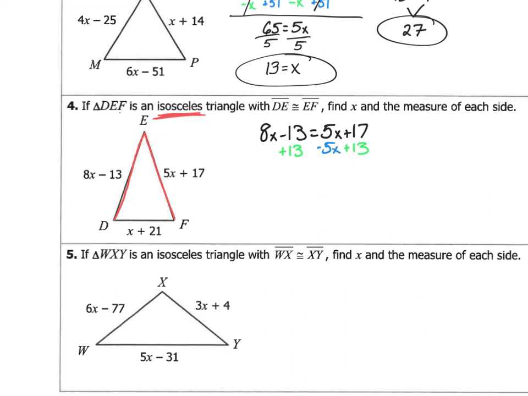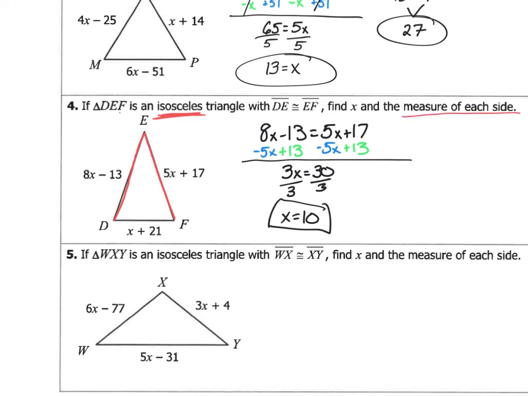Good. You should have 3x and 30. Okay. Okay, so x equals 10. So now the next part of the question says the measure of each side. Yep, you're just going to plug them in. So 8 times 10 minus 13. 5 times 10 plus 17. 10 plus 21.